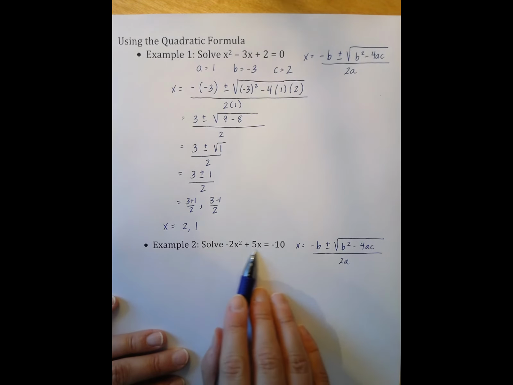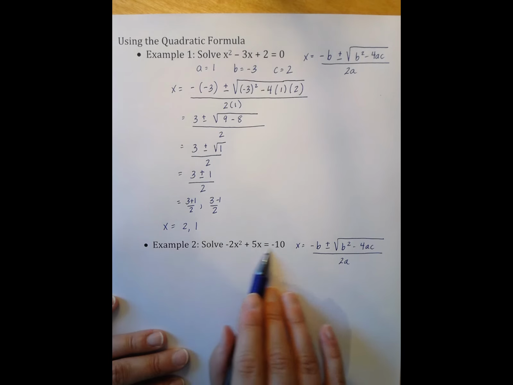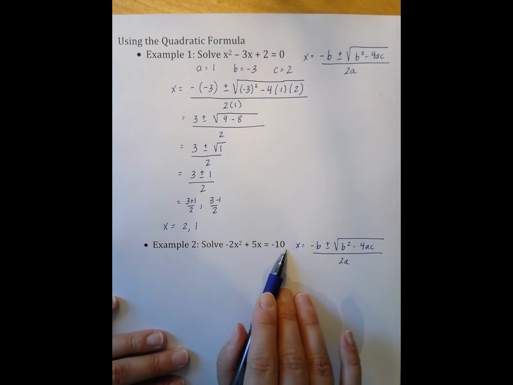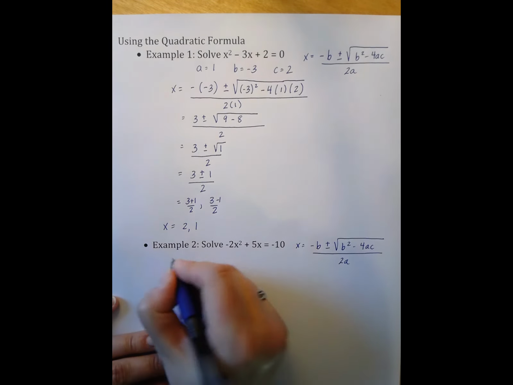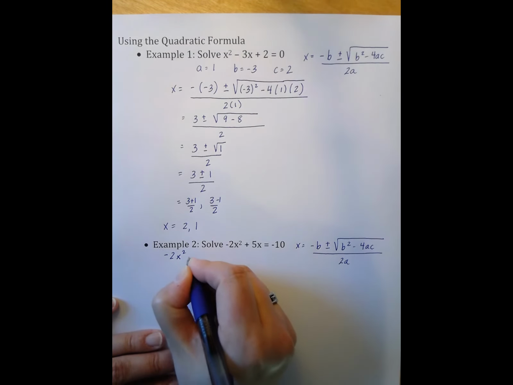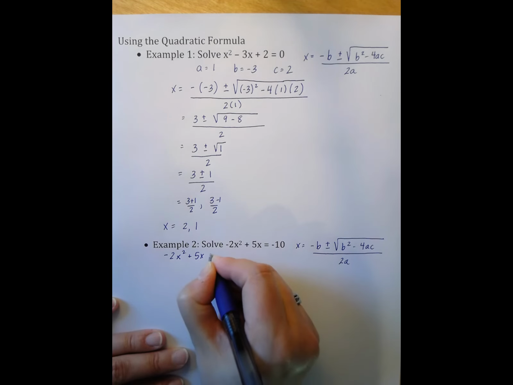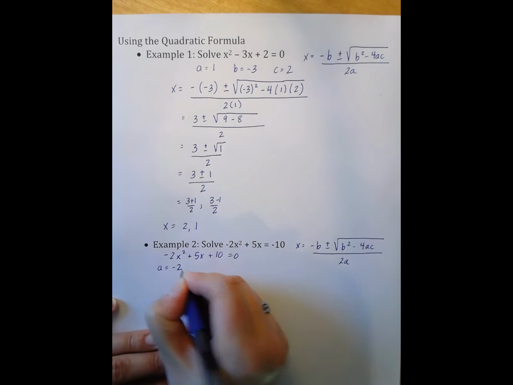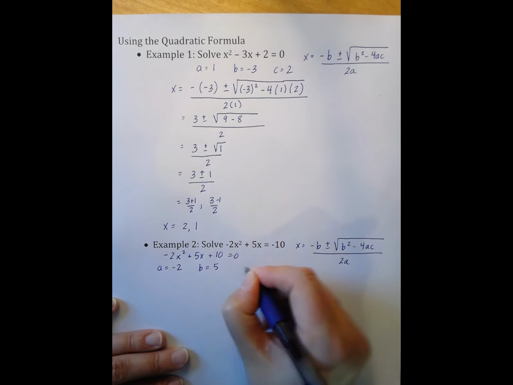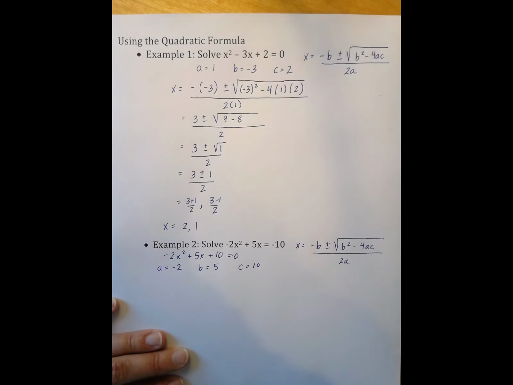Second, I looked to find my a, b, and c. However, this is not yet written in standard form, so I'm going to have to get it equal to 0, which means I got to get rid of the negative 10 on the right-hand side. So I do that by adding 10 to both sides. So I now have my a equals negative 2, b equals 5, and c equals 10.